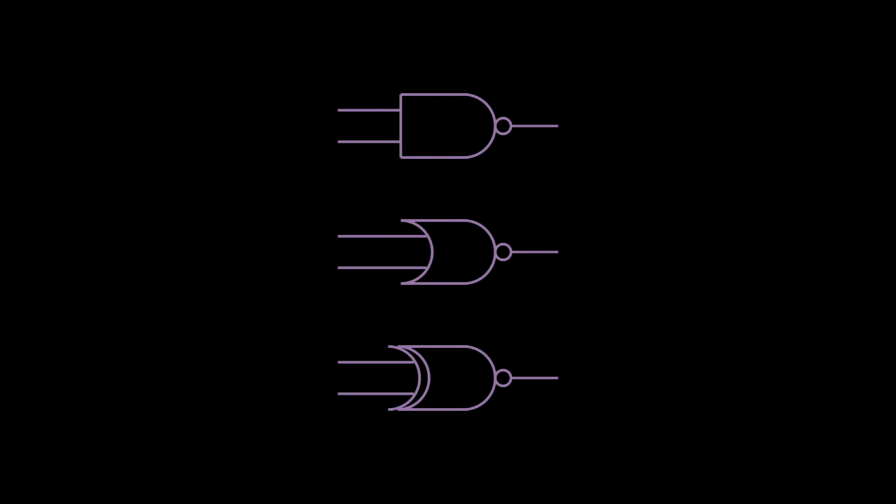Another note is that we are not limited to putting the circle on the output of a gate. We can also put it on any number of inputs into the gate. The name of the gate does not change, but its truth table does. I'll leave that as an exercise to you to figure out how though.